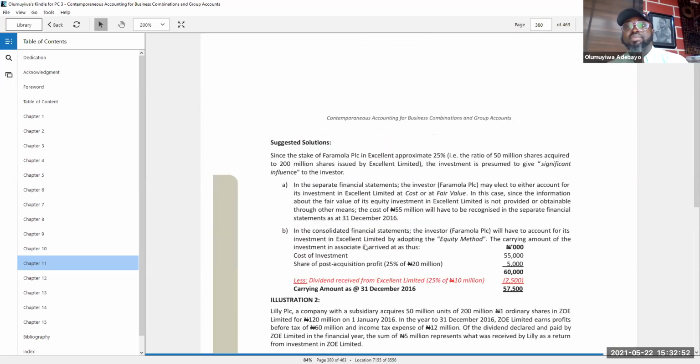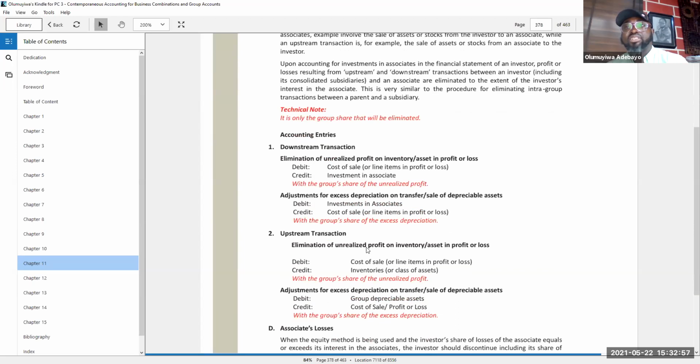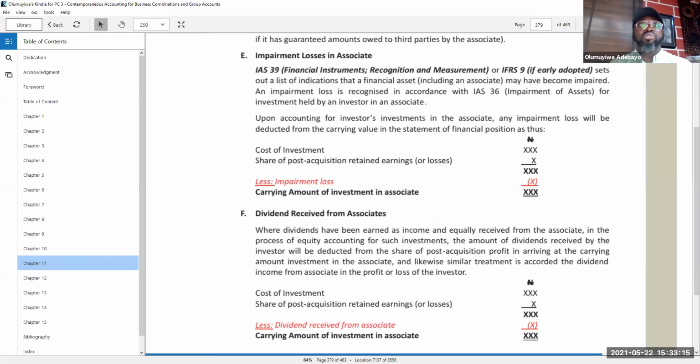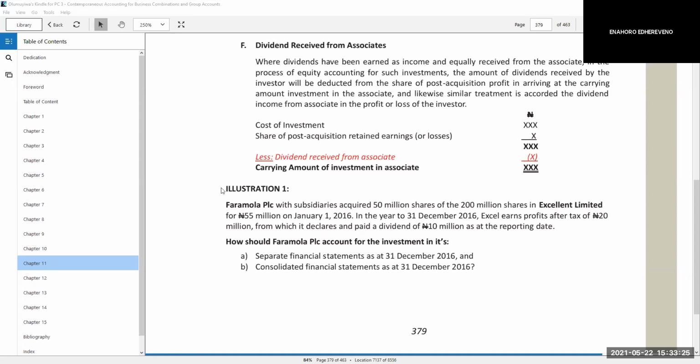Now, can somebody read this question and tell me the most appropriate way of answering this question? Illustration 1 here. Who will volunteer to read? Who will read? Okay, let me read it.